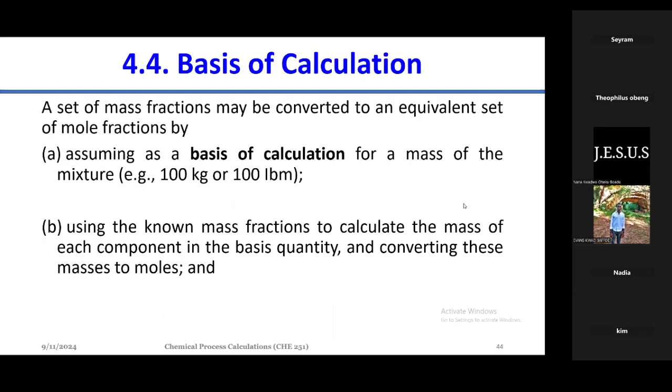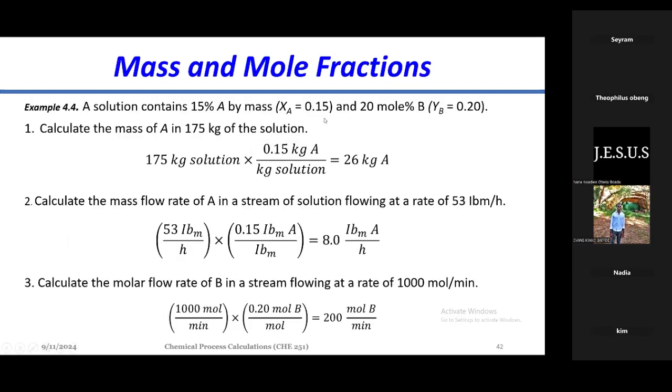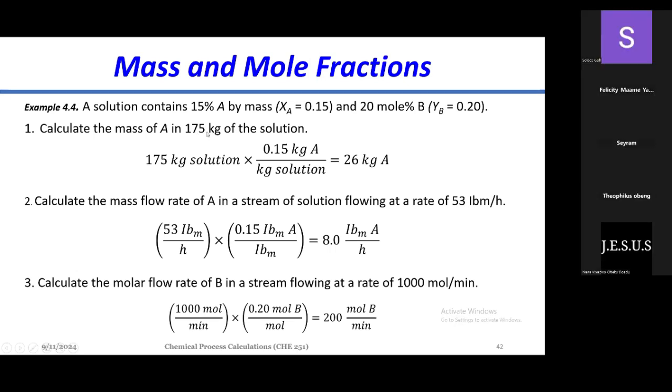That's where the idea of basis comes in. The basis means that we can actually decide to choose any mass that we want for the total mass, because we don't know it. So when you are performing your calculation, you can choose any mass of the total solution that you want, and that's what you call the basis. So for this question, you could have said that the basis here was 175 kilogram. That becomes our basis, that we are saying the total mass of the solution is 175. So what would be the total mass of A present? And then that's 26 kilogram of A.